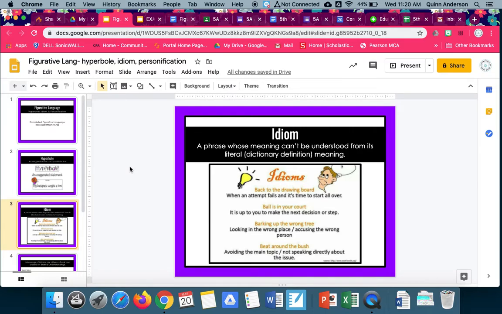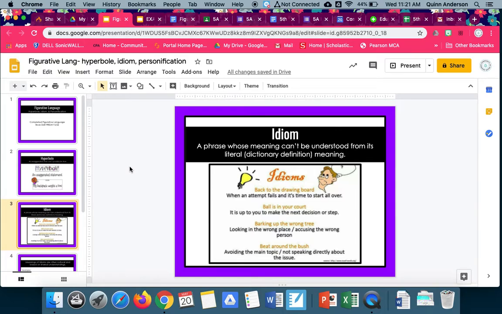Idioms are phrases whose meaning can't be understood from the literal, dictionary definition meaning. Some examples that I have for you: back to the drawing board. When an attempt fails and it's time to start all over, you would say, we're going back to the drawing board to start over. Sometimes you might hear someone say, the ball is in your court. This means it's up to you to make the next decision or step. Barking up the wrong tree means that you're looking in the wrong place or accusing the wrong person. Beat around the bush is another common one. It means avoiding the main topic or not speaking directly about the issue.